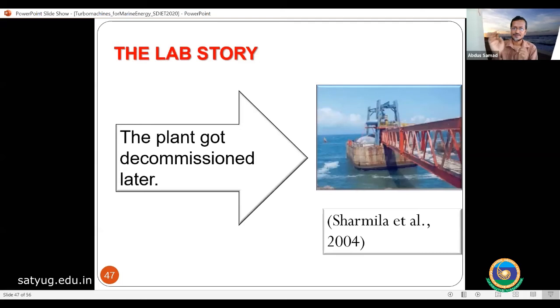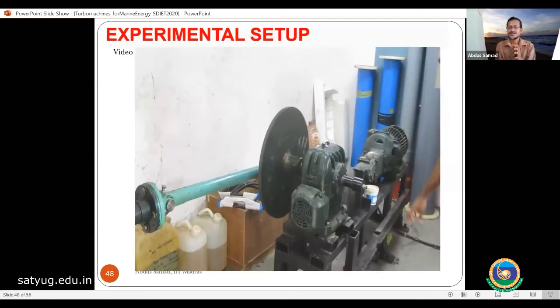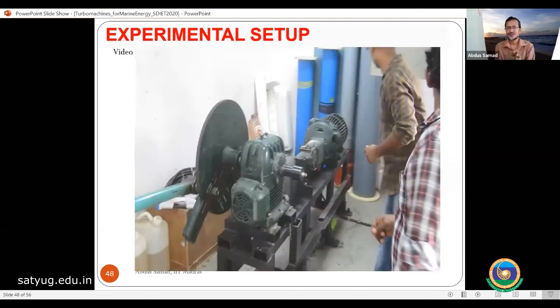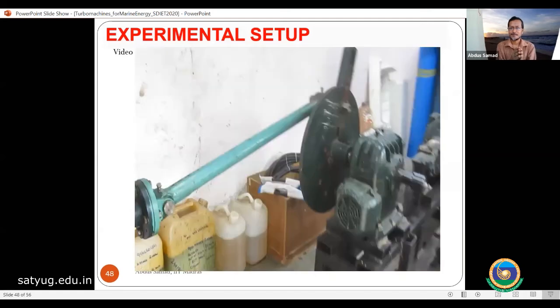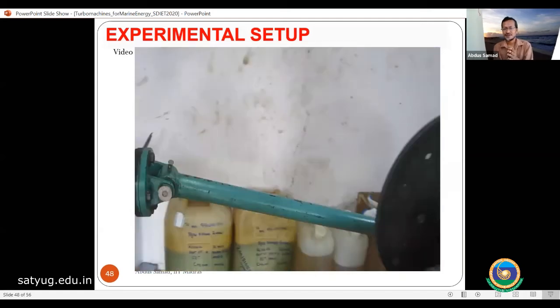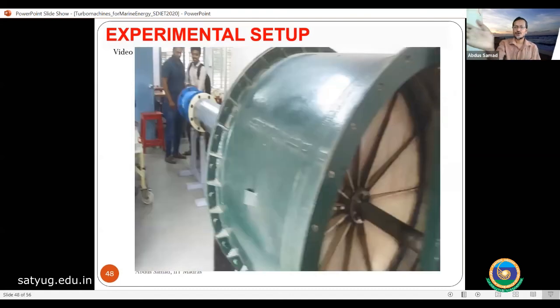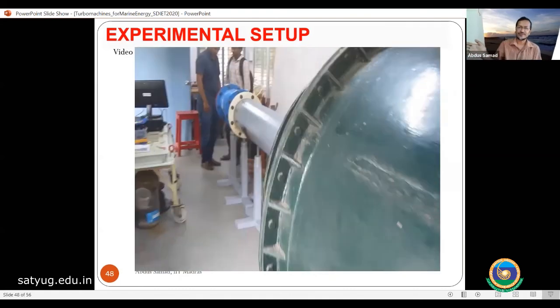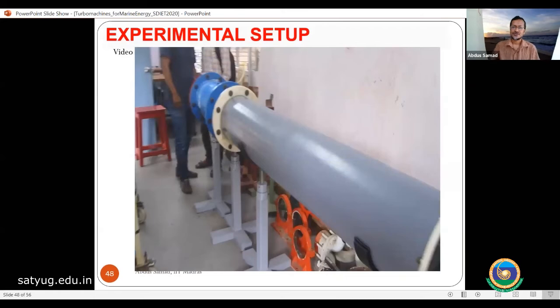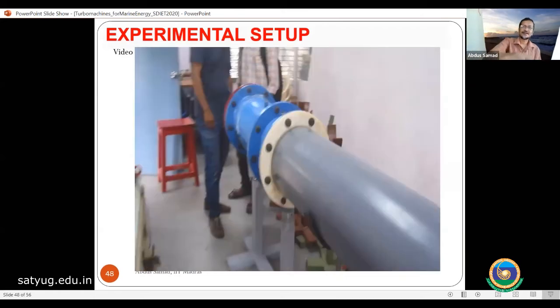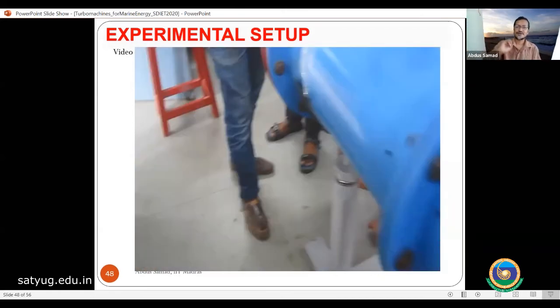Let's see the experiment system. Initially I got laboratory space, and this was developed. You see this one, the big machinery I installed. This is creating waves, actually. The forward backward motion is simulating the wave. This is a long pipe, and the turbine is here, in the green and blue area.